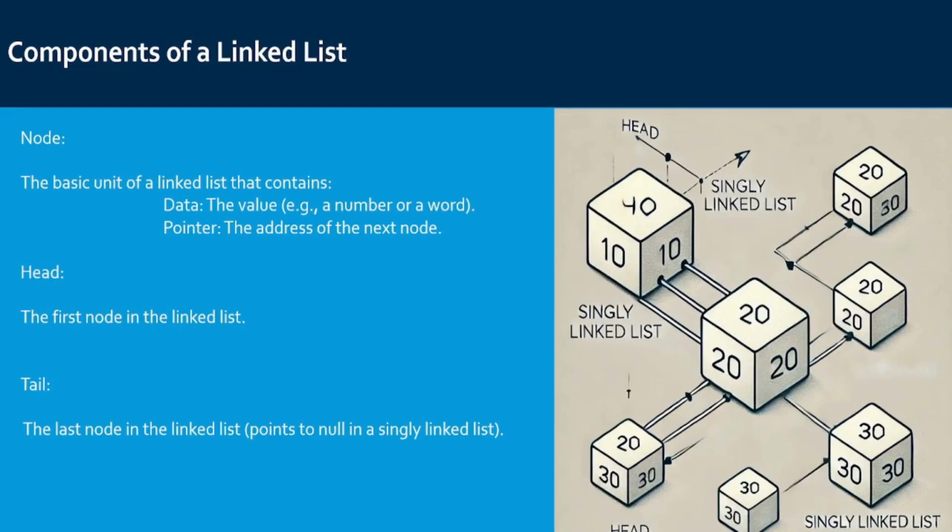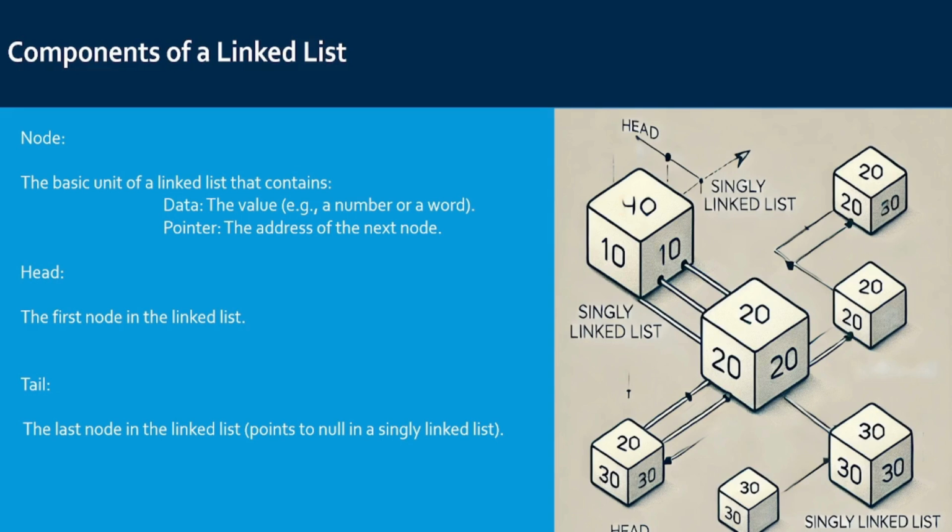Now when we look at the components of a linked list, if the boxes are connected with each other, what are the different components? We have the node terminology. A node is a box which contains two parts: one is the value and one is the address of the next node, right? The head is the first node in the linked list, because when the list is connected like one box, another box, and another box, there should be one starting point for it.